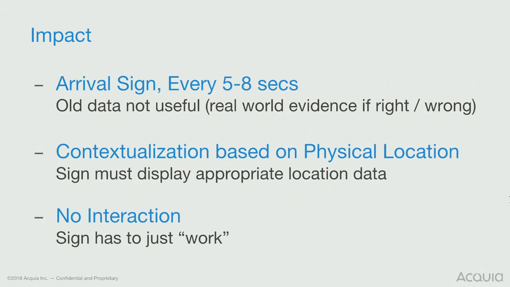Impact of some of that: old data on an arrival sign is not useful. There is real world evidence, most likely right there, of whether the sign is right or not. So having an inaccurate arrival sign, people are going to notice, they're going to take pictures, they're going to tweet it. They do take pictures and they do tweet it. So making sure that it is accurate is really important. Again, we talked about displaying the correct location. And given the fact that there is no interaction, the sign just has to work all the time.